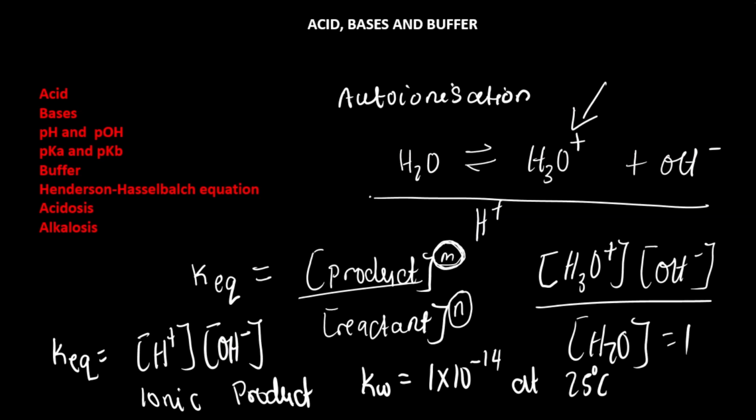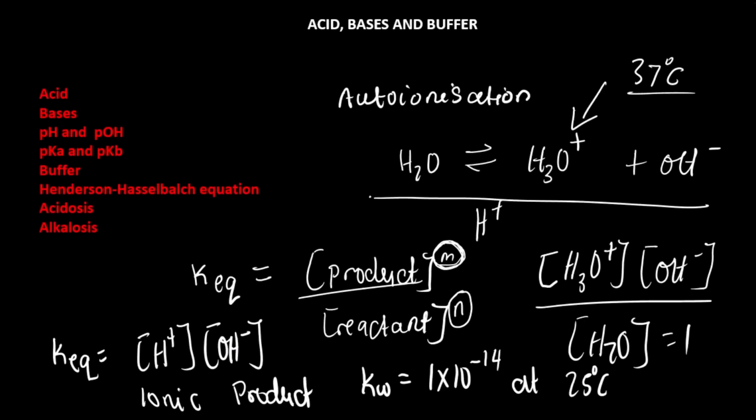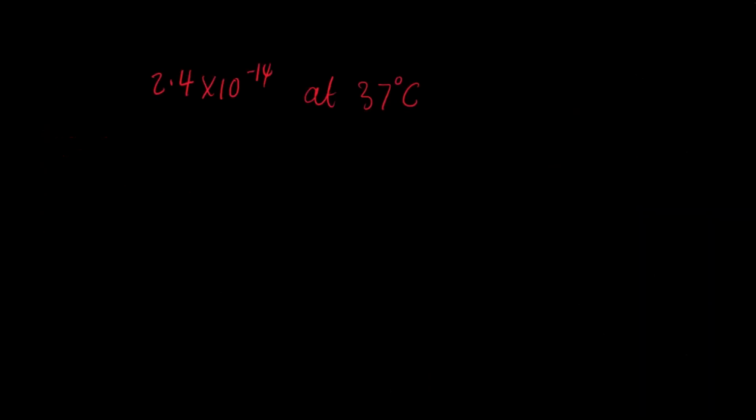But our study is based on the human body, and the human body has an average body temperature of 37 degrees Celsius. Okay, and the ionic product of water at this temperature is about 2.4 times 10 raised to the power of minus 14. Okay, it is at 37 degrees Celsius. Now, why does the ionic product of water change based on temperature? Now, the formula for the equilibrium constant is based on temperature.